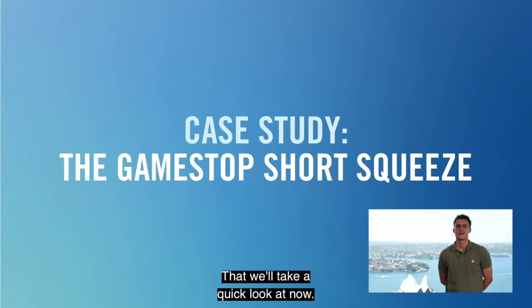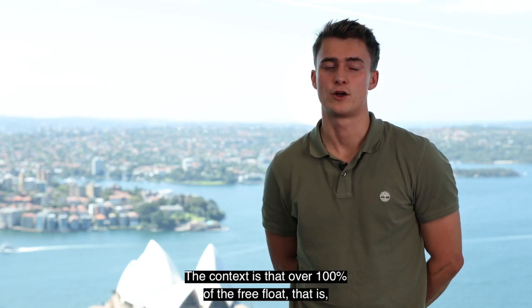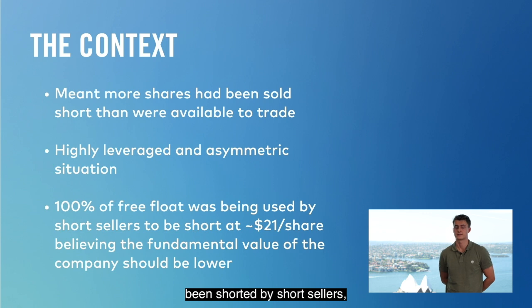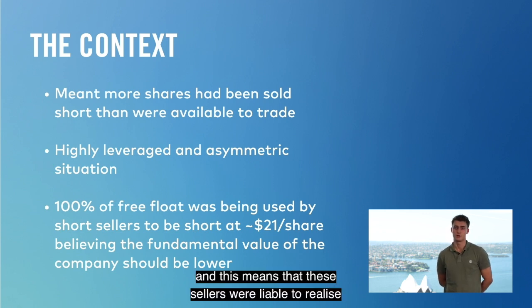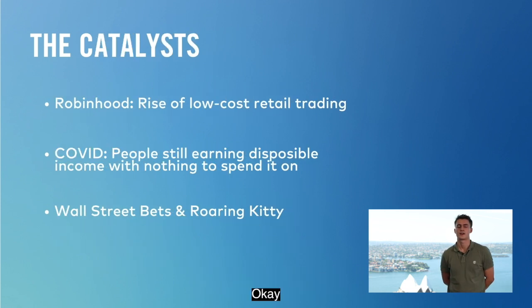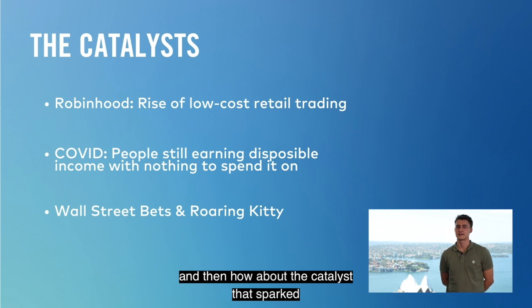that we'll take a quick look at now. Okay, so now let's have a quick look at what caused the GME short squeeze. The context is that over 100% of the free float, that is the stock that is available to trade on the open market, had been shorted by short sellers. And this means that these sellers were liable to realize huge losses in the case of a quick rally in the GME stock price.